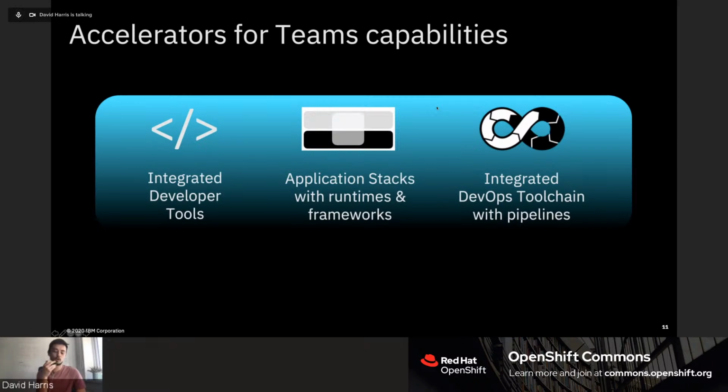Now, the core set of capabilities that we have been working on across version 4 of Cloud Pak for Applications are application stacks, developer tooling to help create applications with those stacks, and tool chains to facilitate the building and deployment of those applications in a governed way.